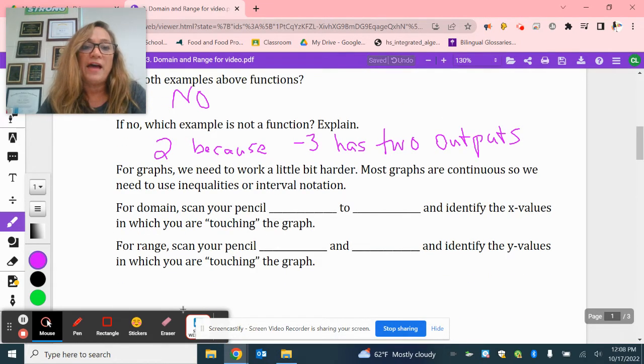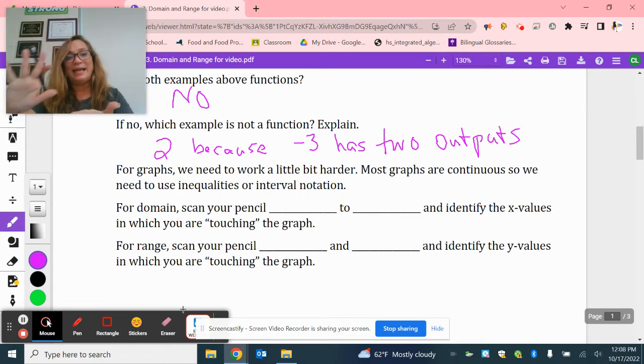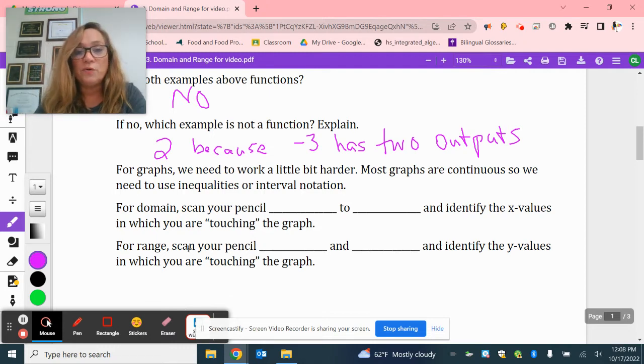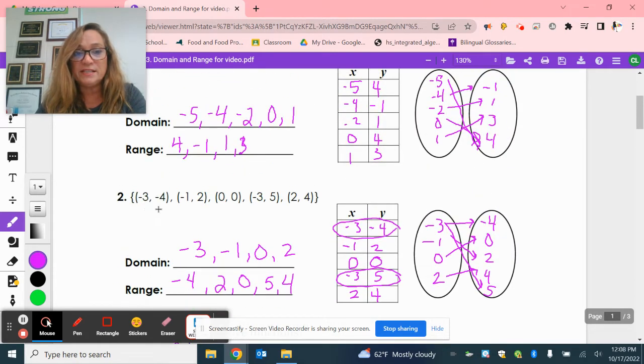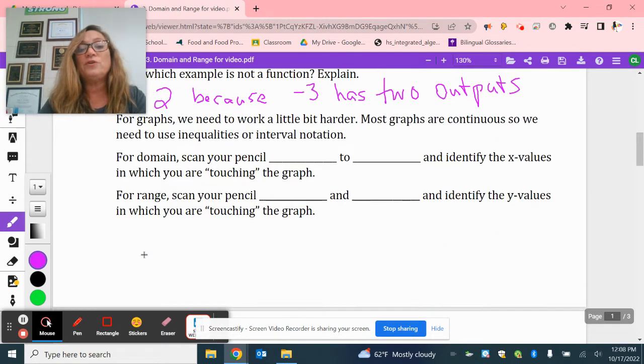For graphs, we need to work a little bit harder. Most graphs are continuous, so we will need to use inequalities or interval notation. Continuous just means that it's all connected. Think of the word continuous as continuing or connected. The above relations are discrete because those would be a set of points. They wouldn't be connected. Most graphs are continuous, not all graphs, but most graphs.